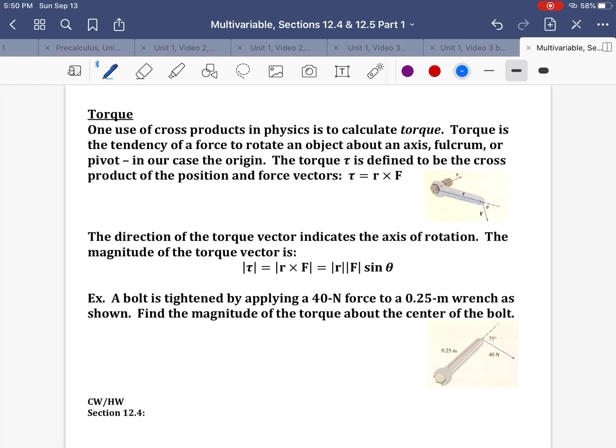So one use of cross products in physics is to calculate torque. So you have a little picture over here. So this is a wrench, and you're screwing this bolt right there, or you're turning that right there, and then you are pushing down with your force vector right there.